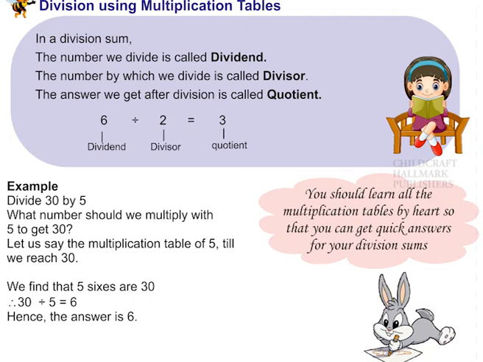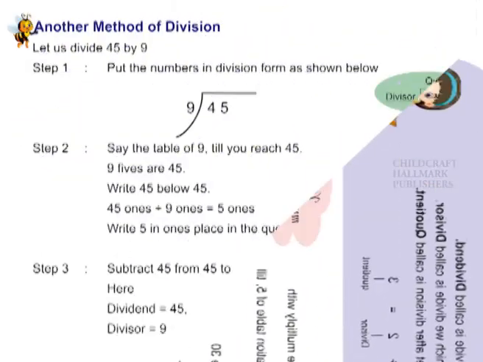Example. Divide 30 by 5. What number would be multiplied with 5 to get 30? Let's say the multiplication table of 5 till we reach 30. We find that 5 sixes are 30. Therefore, 30 divided by 5 is equal to 6. Hence, the answer is 6.